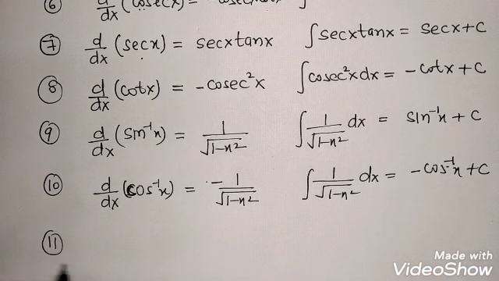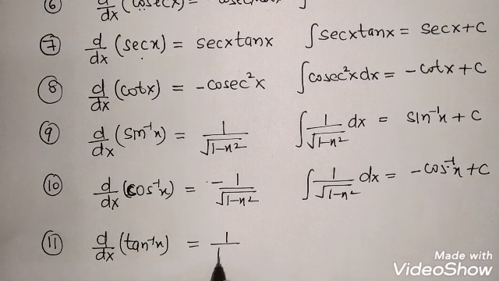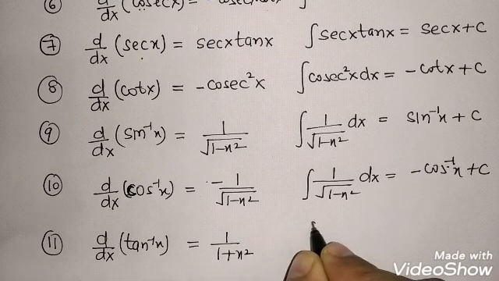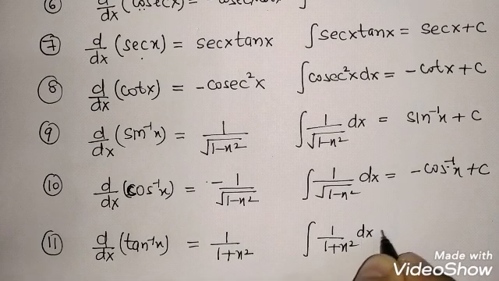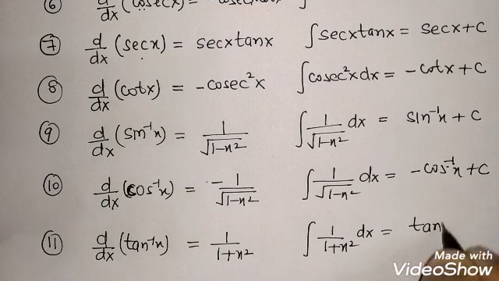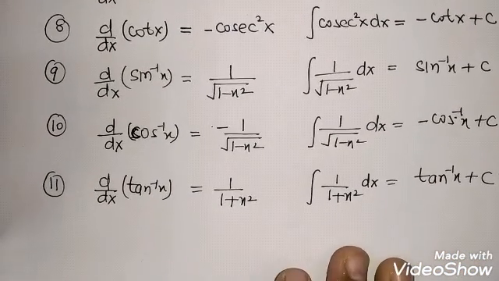Moving to the next formula, the derivative of tan inverse x. Derivative of tan inverse x is 1 upon 1 plus x square. Integration of 1 upon 1 plus x square dx is equal to tan inverse x plus c. It's again the easiest one.